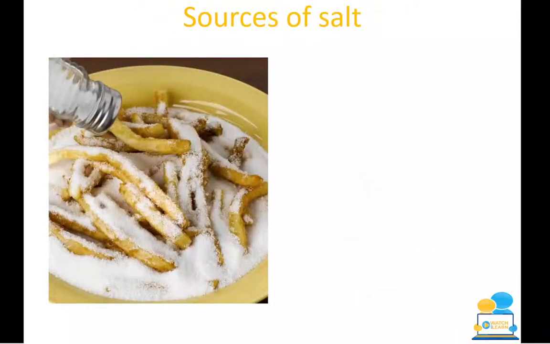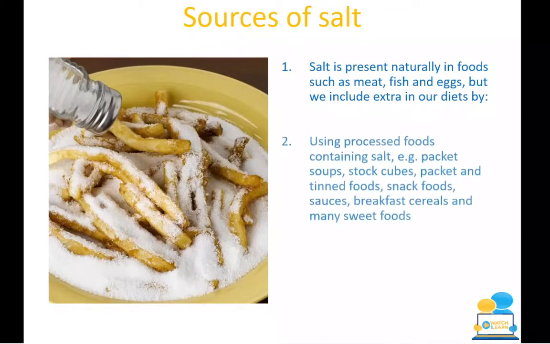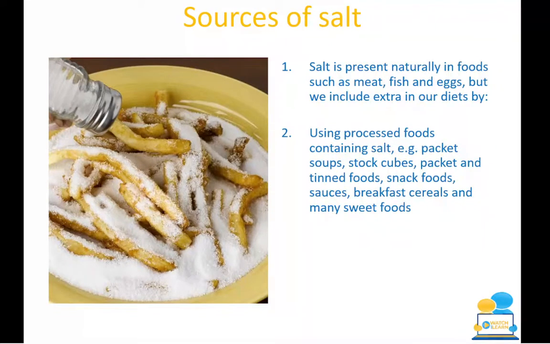So sources of salt, so this would be one of the easiest sources to find because it's everywhere. It's naturally present in some foods, the likes of your meat, fish and eggs, but we include extras, so we're always adding salt into stuff. So the likes of your processed foods, so thinking of the stuff up the top of the food pyramid, you're looking at your packet of soups.